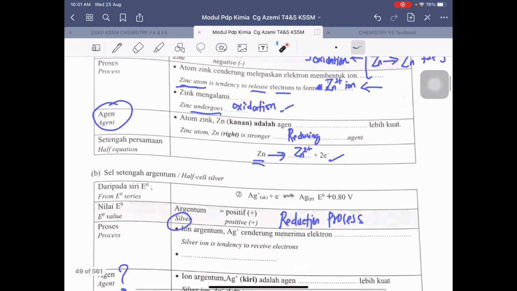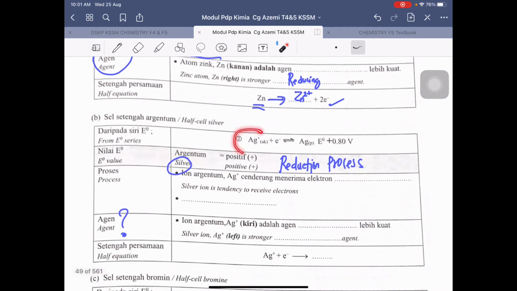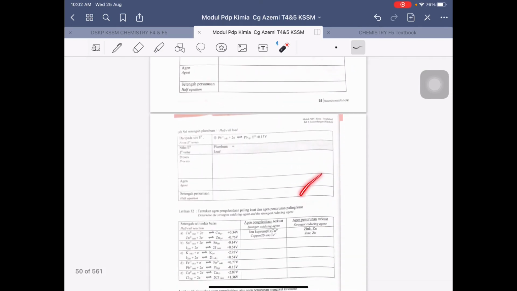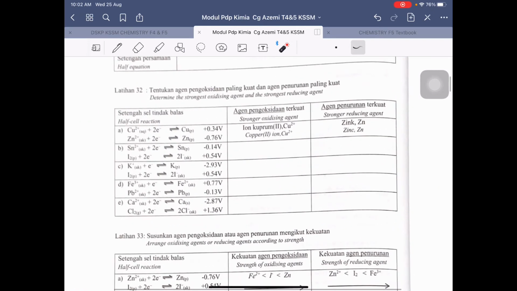It is reversed. For a reduction process, this one undergoes reduction because it is the one that receives electrons. So it will be the oxidizing agent. Like that. Okay, I hope you understand that one. Please complete 1, 2, 3, 4. There are 4 exercises.